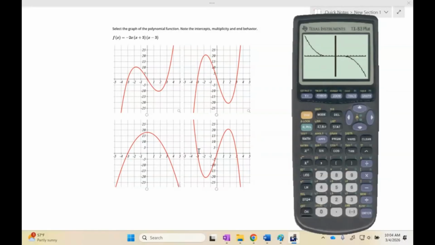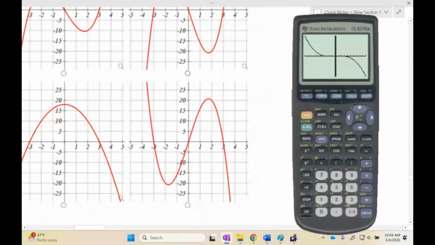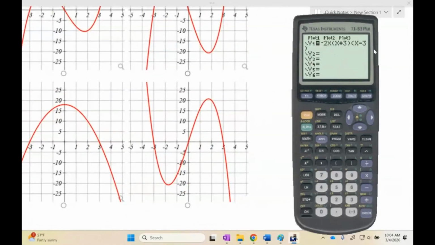Well, maybe I should do that. I'm going to change the axis on my calculator to fit the axis on the screen, so that way the graph will look a little bit better. So here's how I want to do that. First you have to have your graph in the y equals. Next, I'm going to go to window.